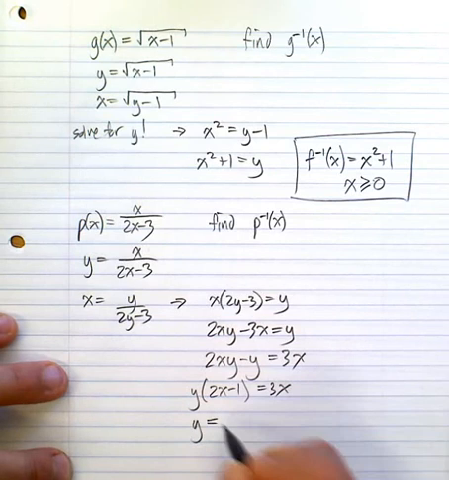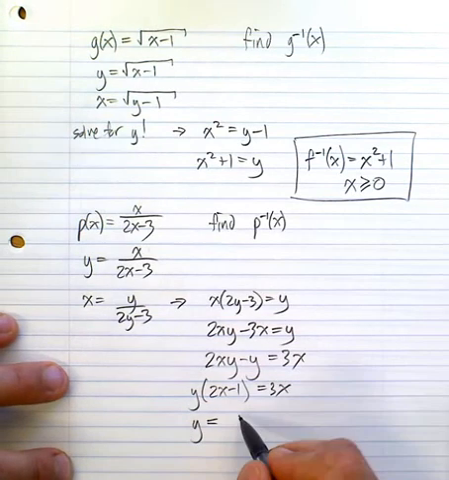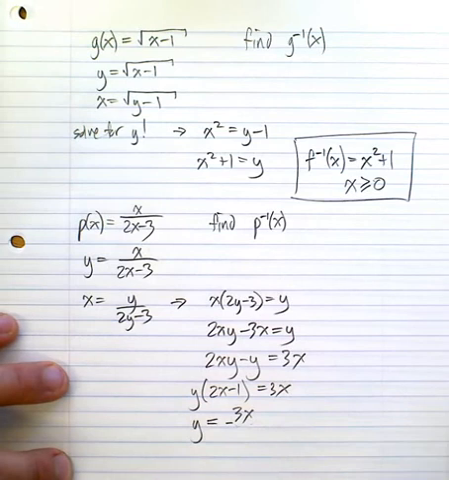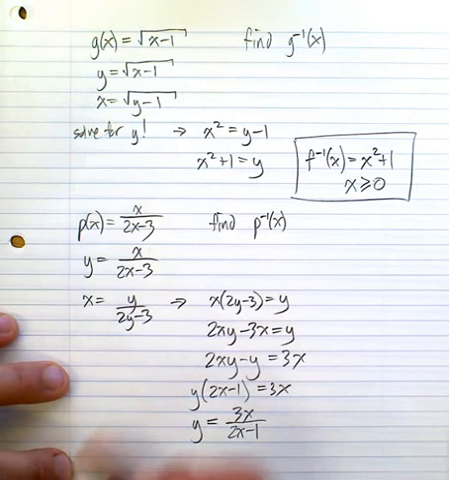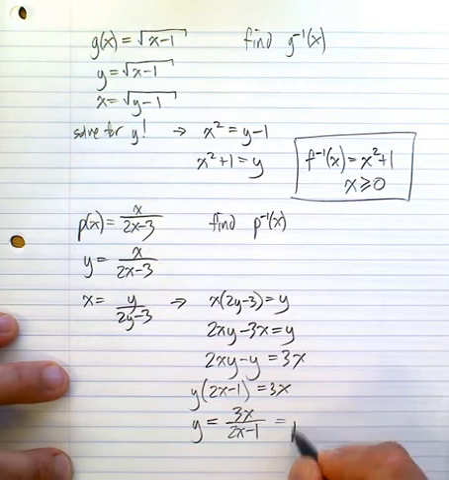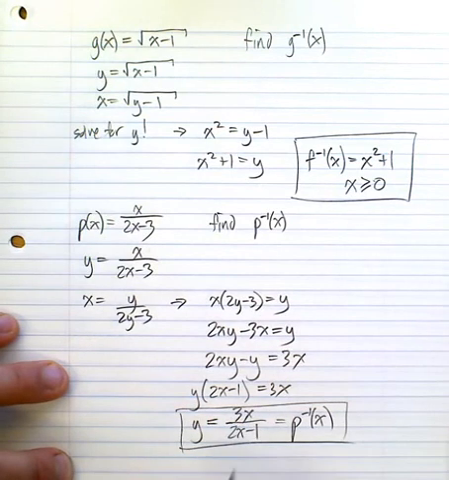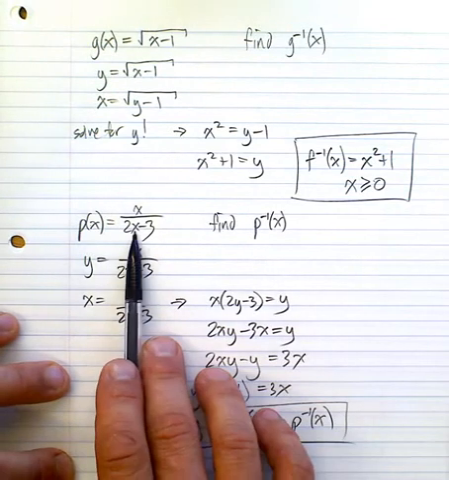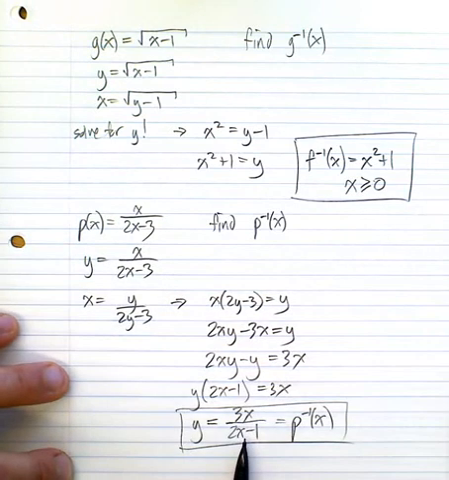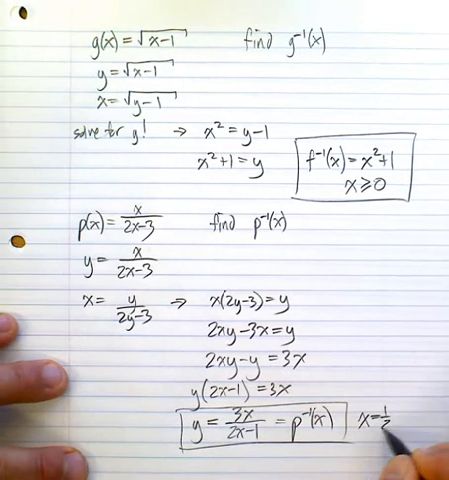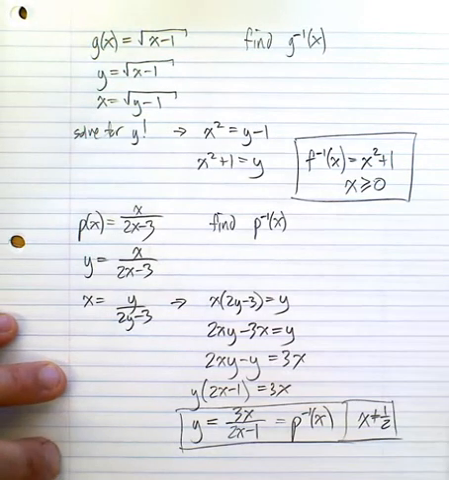Finally, you want to isolate the y. You simply divide by this binomial. You end up with 3x over 2x minus 1. And this would be your inverse of x. One thing you have to remember is that we have a restriction with this inverse function as well. There's a restriction here that you need to identify to get the whole answer. In this case, x can't be 1/2. And that is indeed part of the solution.